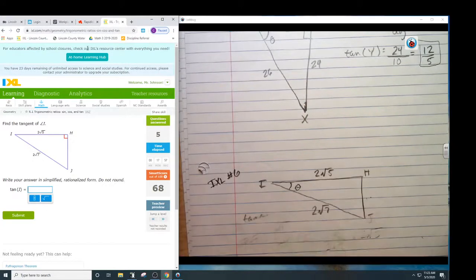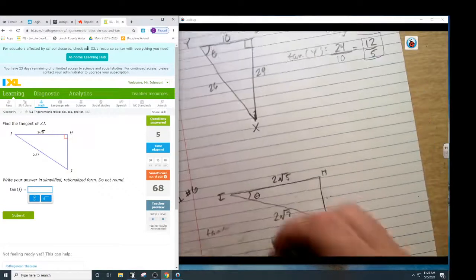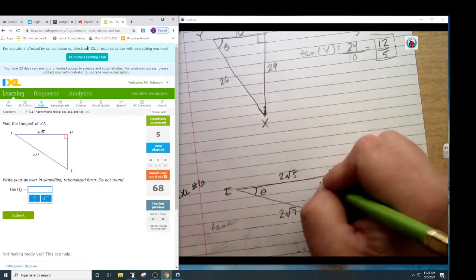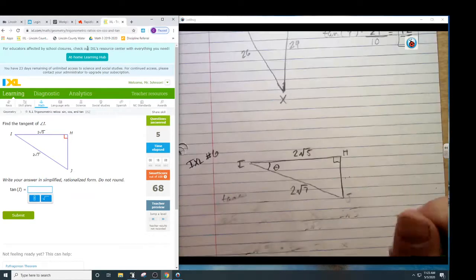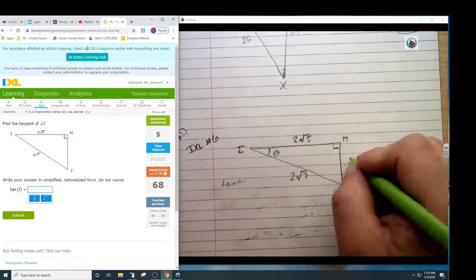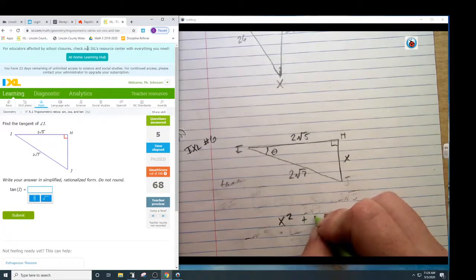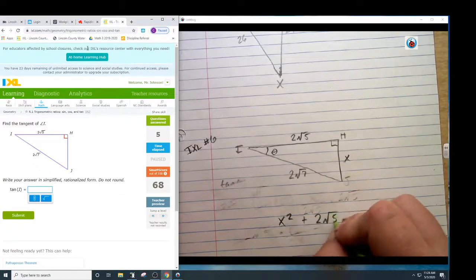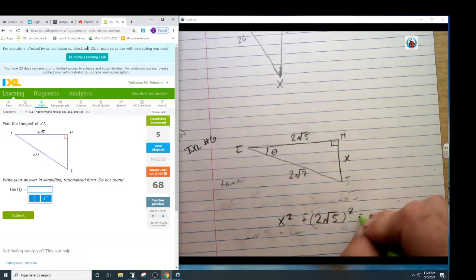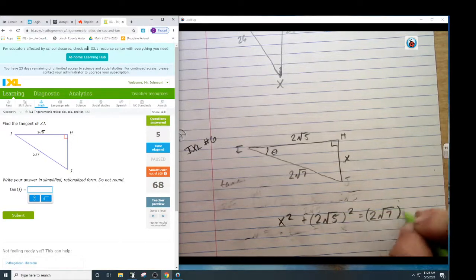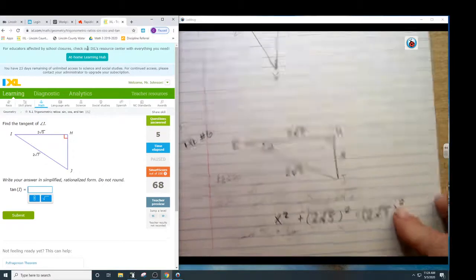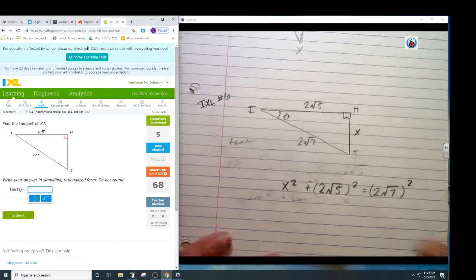So here's what we're going to do. All right, we're going to do the Pythagorean theorem. Okay, so now let this be x. So it's going to be x squared plus 2 square root of 5 squared equals 2 square root of 7 squared. Let's do it this way since we just need the side.